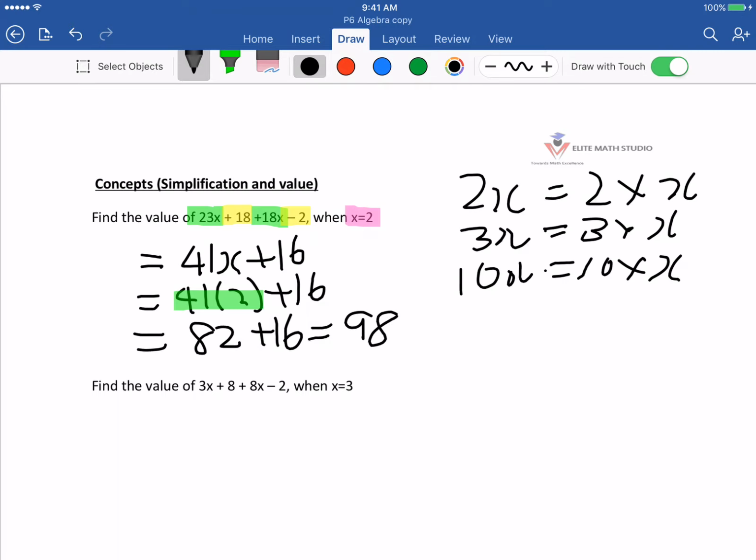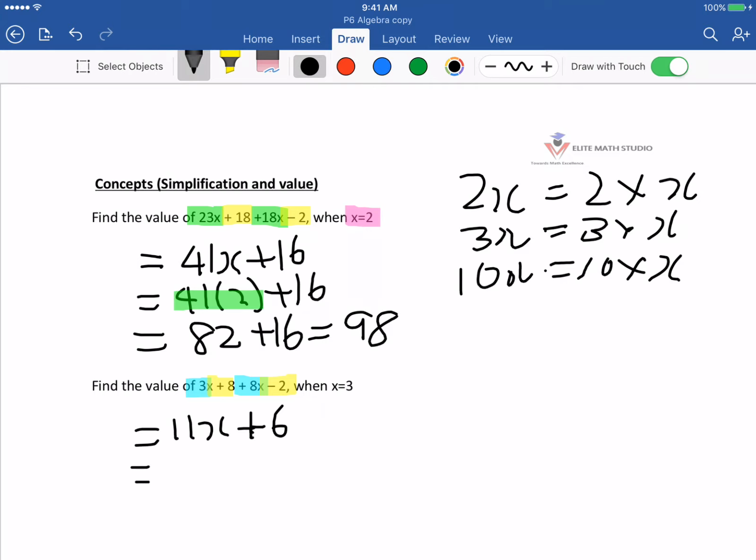Okay, so what's the difference between this and the previous example? This one you need to do the last step, which is actually the evaluation. So the first step is actually to simplify and then you do the evaluation step. Okay, next one, simplify as well. 3x and 8x. 3x plus 8x is actually equals to 11x. Okay, next one. We're going to do 8 minus 2. What's 8 minus 2? 8 minus 2 is actually equals to positive 6.